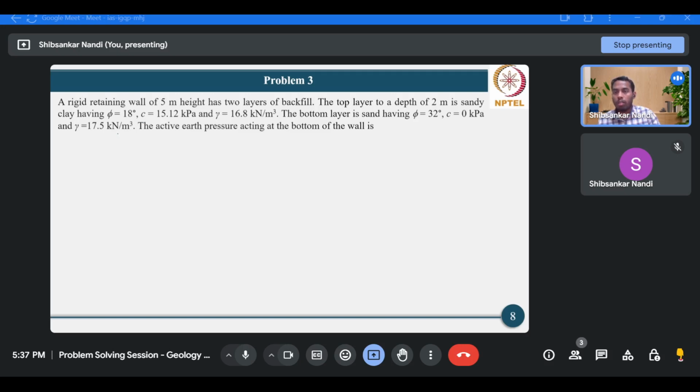For this problem, we have to determine the active earth pressure acting at the bottom of the wall. So please be very careful. In the earlier two problems, we calculated the total active thrust acting on the wall. However, in this problem, we'll only calculate the active earth pressure at the bottom of the wall. We'll not calculate the total thrust. We can calculate it if we know the distribution, but that is not required for this problem. We'll first visualize the problem definition through the problem sketch.